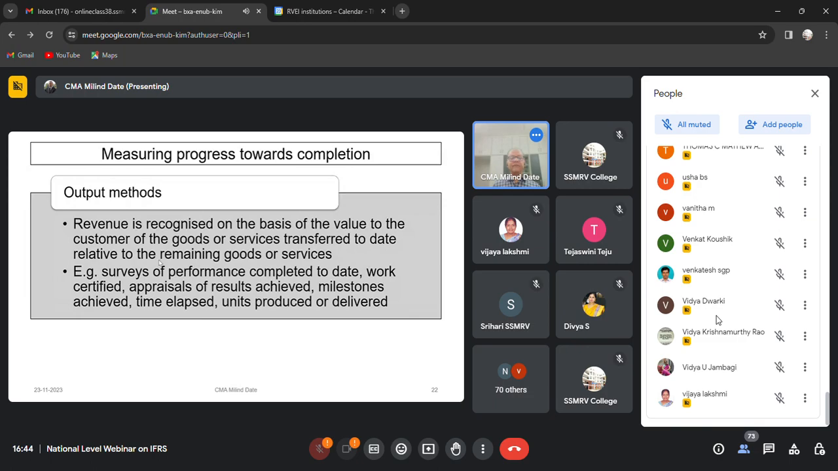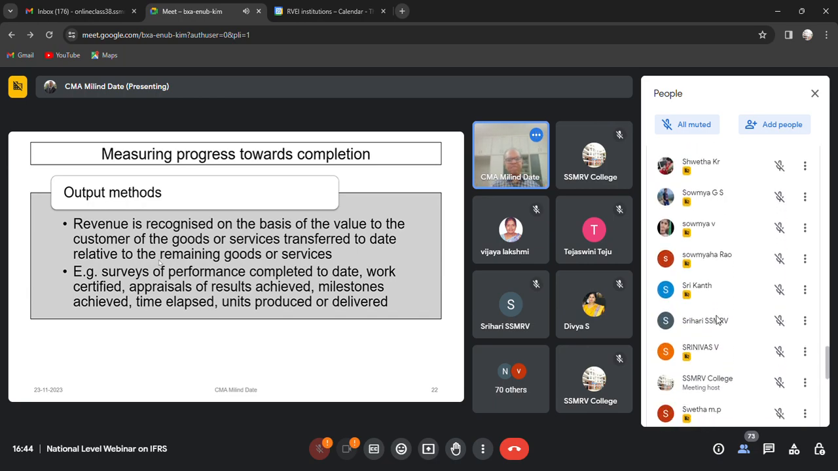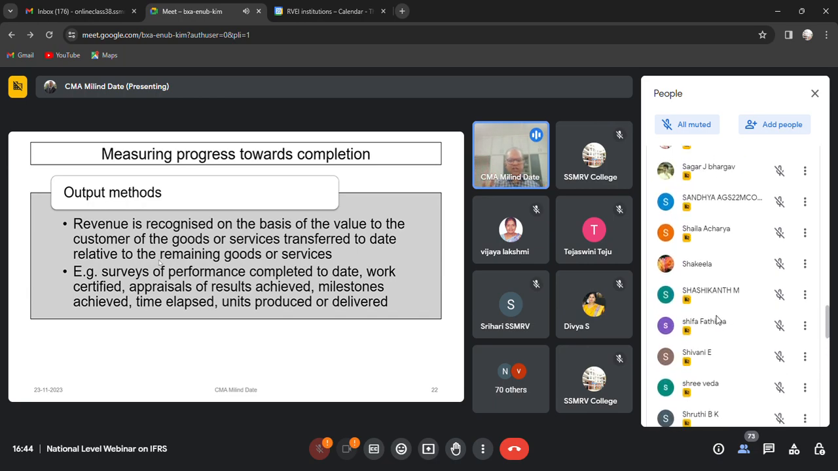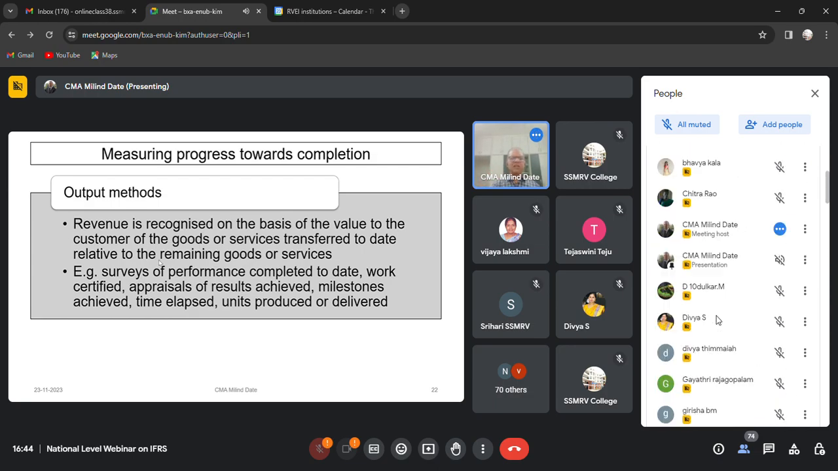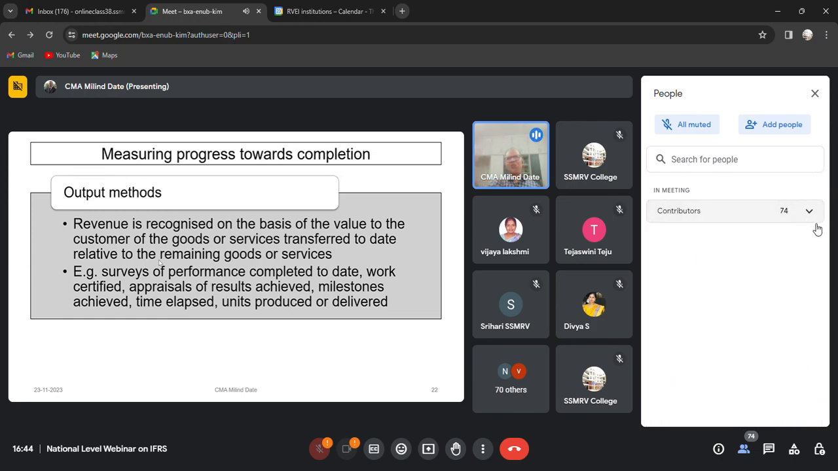The work can get certified, or the appraisals of the results achieved, milestones achieved, or time elapsed, or number of units delivered. Simple example. If there is a contract to construct a road of 50 kilometers, you have completed constructing 10 kilometers, passed it on to the customer, who has accepted it, you can recognize the revenue on an output basis. What is the output? 10 out of 50 kilometers done. So if the total price for 50 kilometers is, let's say, 60 lakh rupees, one-fifth of the revenue, 12 lakhs, can be recognized. That's the output method.